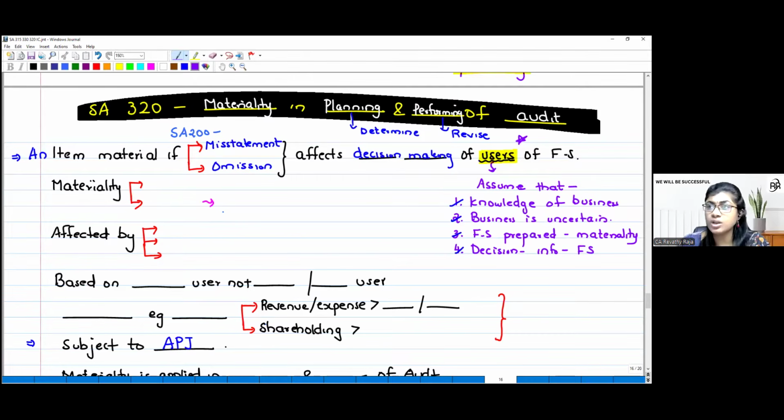And these 4 things, who assumes about whom? Auditor assumes about user. So that was once asked, what auditor assumes about users? That they have knowledge about the business. They know that business is uncertain. They know that FS are prepared as per materiality and they take the decision based on information in FS. Can you say proceed? Come on.